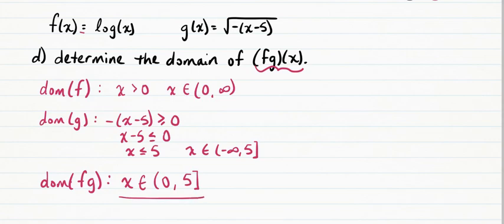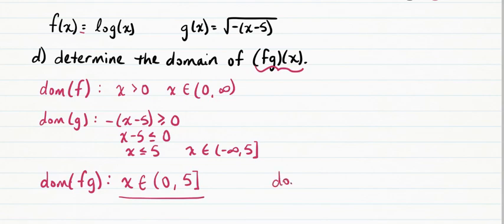Now, if in this question we were instead looking at a quotient of two functions, so f divided by g of x, then we would also want to consider when the function g of x is equal to 0, because the combined function would be undefined there. And so the function g of x would be equal to 0 at x equals 5. And so in that case, we would not want to include that x value of 5 in the domain of f divided by g.